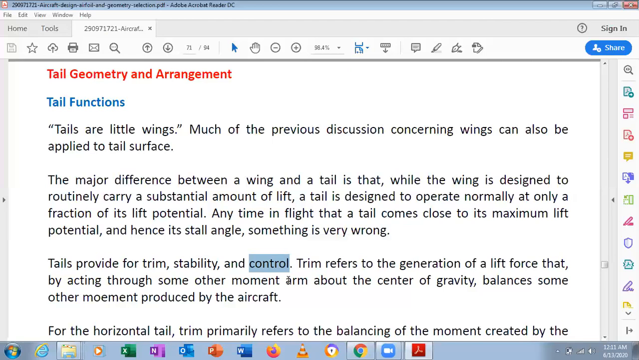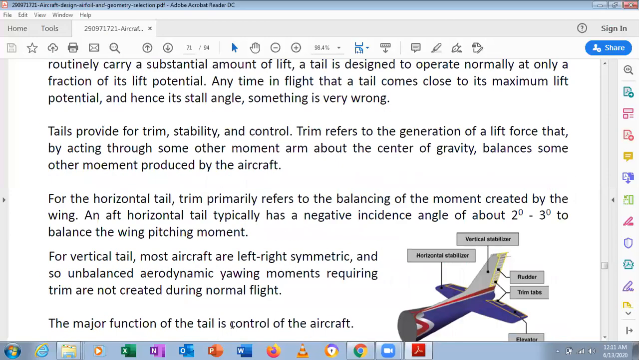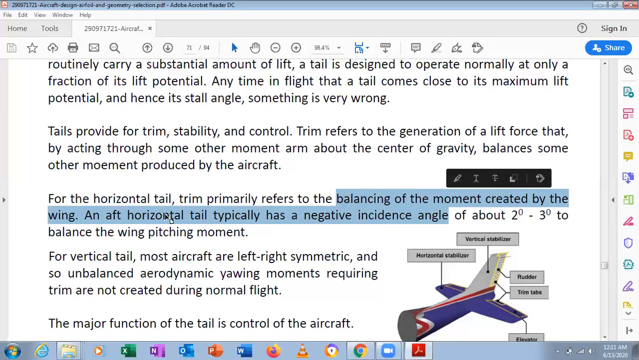Trim refers to the generation of lift force that, acting through some moment arm about the center of gravity, balances some other moment produced by the aircraft. Looking at the horizontal tail, trim primarily refers to balancing the moment created by the wing. An aft horizontal tail typically has a negative incidence angle of about 2 to 3 degrees, because it should balance the wing pitching moment.